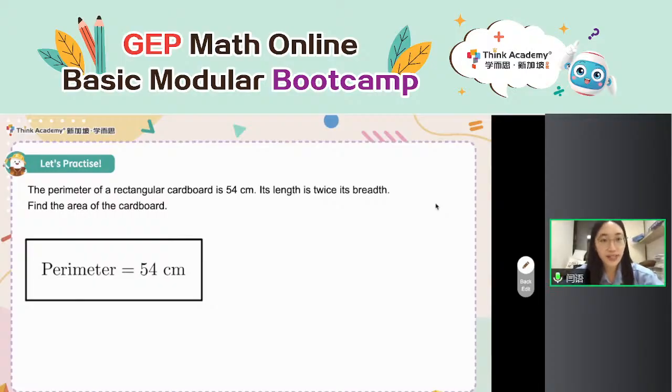The perimeter of a rectangular cardboard is 54 centimeter. Its length is twice its breadth. You see, the question is super nice to you. It already tells you the relationship. Find the area of the cardboard. Okay, have a try. What is the answer?